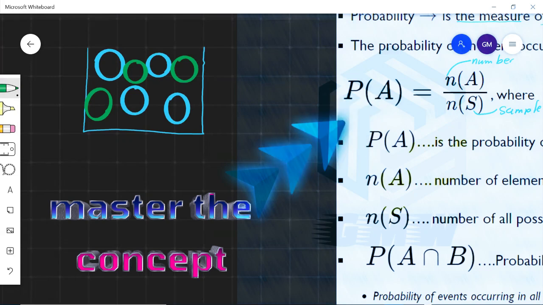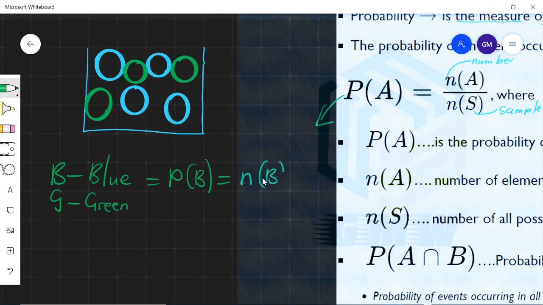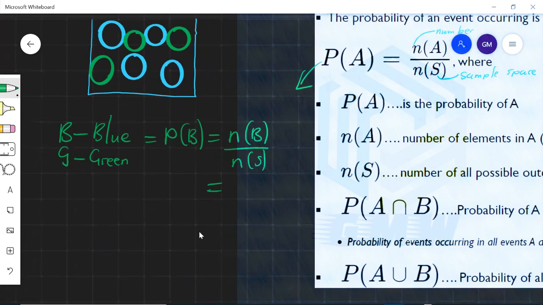Now, if B represents blue and G represents green, and I ask you to calculate the probability of picking blue, according to this formula, it is the number of circles that are blue over the total number of circles. So what do you think is the probability here of picking blue? It's 4/7. There are 4 blue circles over a total of 7. So that's what this formula is talking about: 4 over 7.